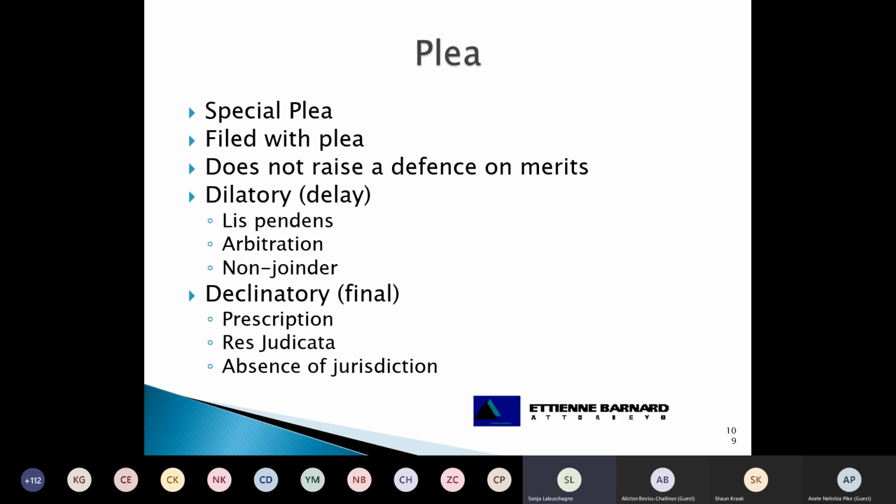If we look at our final special pleas. First one is prescription. That is deadly, because if it's prescribed, it cannot be revived. So very important that you make sure that you're within the time you're supposed to be. Res judicata, who can tell me what that is?